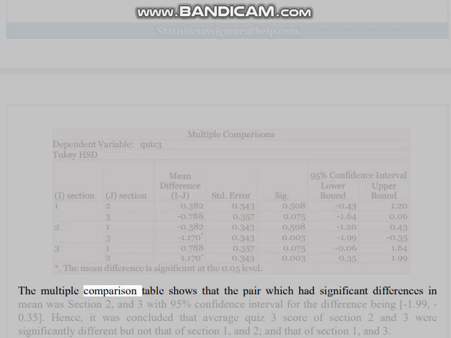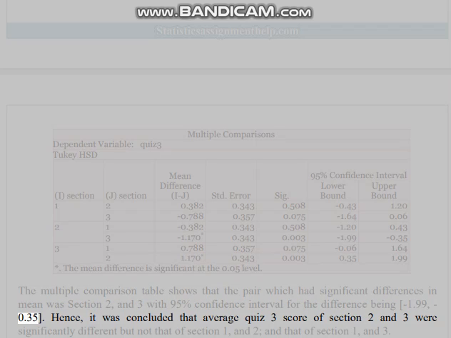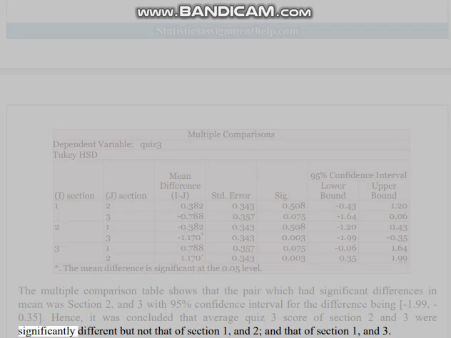The multiple comparison table shows that the pair which had a significant difference in mean was Section 2 and 3, with the 95% confidence interval for the difference being -1.99 to -0.35. Hence, it was concluded that the average Quiz 3 scores of Section 2 and 3 were significantly different, but not those of Section 1 and 2, and Section 1 and 3.